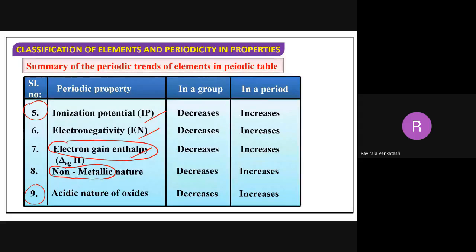That is the reason both are having the same things, isn't it? What is the meaning of non-metallic nature? Attracting of electrons. What is the meaning of electron gain enthalpy? Attracting of electrons. That means both are the same or not? When both are the same, their values will also be the same here.